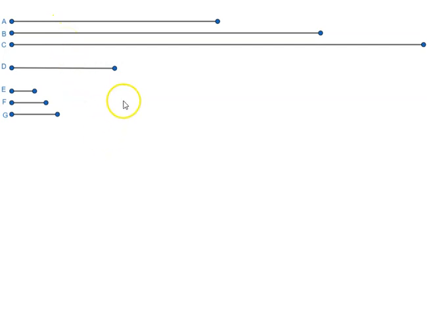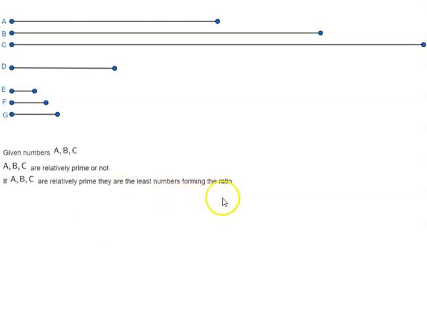Right? But that was just an example. Now let's see how we can prove that these are the least numbers that can be formed given these three numbers ABC. Okay, let's begin. Given numbers ABC, either ABC are relatively prime or they are not. If they are relatively prime, they are the least numbers forming the ratio. You can't simplify them further.